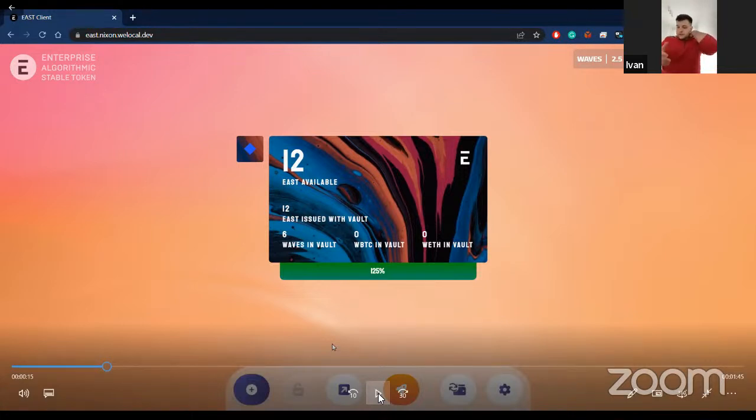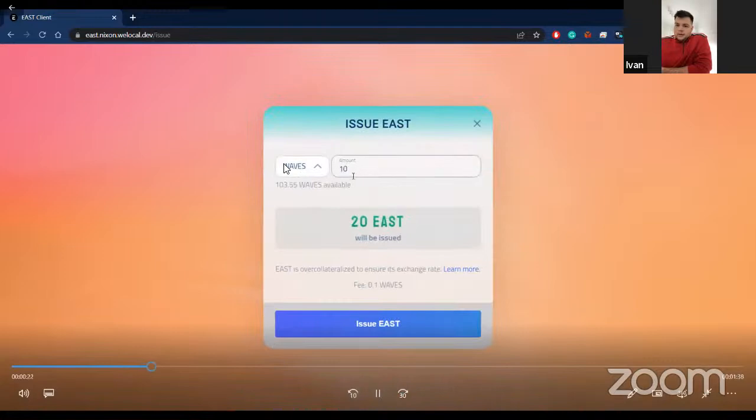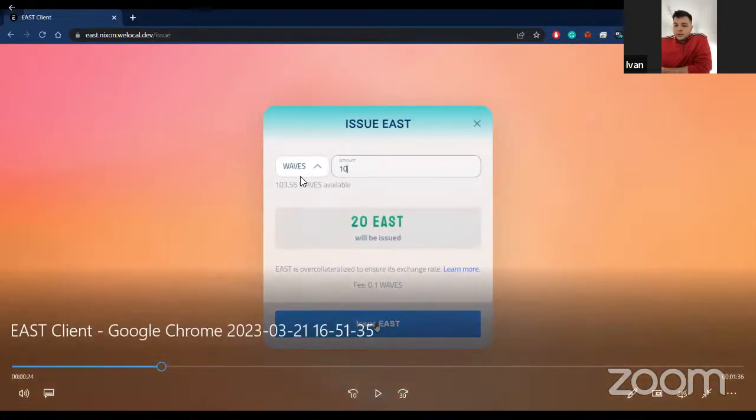On this account we already issued some IST. But let's start from the beginning, and I will show you how this process works. So how you can issue an IST: you should push the plus here and choose a token which will be collateral. It can be Waves, Bitcoin, or Ethereum. You choose an amount of IST, and you get the amount of IST which you will issue for this collateral.